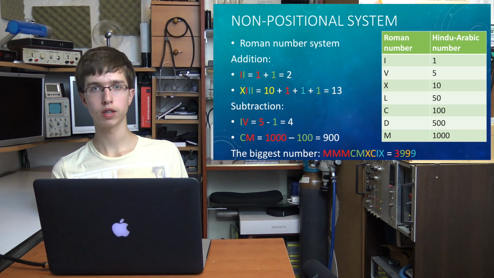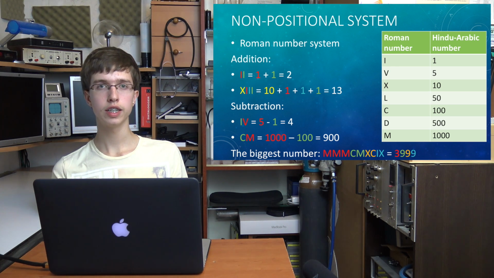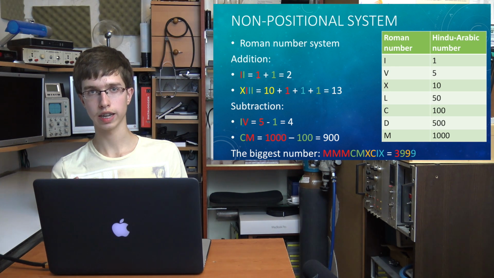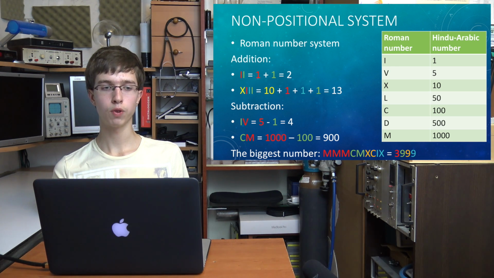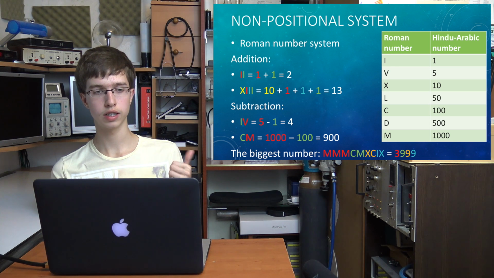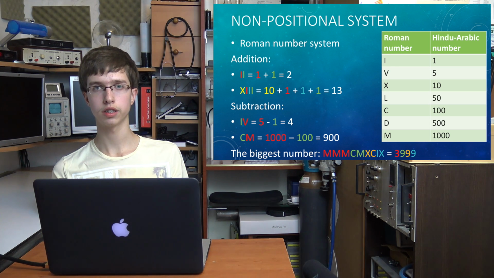Subtraction rule only applies when we would have to write 4 exactly the same digits in a row, but it is forbidden in the Roman number system because the maximum of the same digits in a row is 3. So for example, 4 isn't IIII, but it is IV, which is 5 minus 1 equals 4. We see that the first digit is subtracted from the second one of the number. And the similar case is in this second example. And the biggest number we can possibly write in the Roman number system using these rules is 3999.